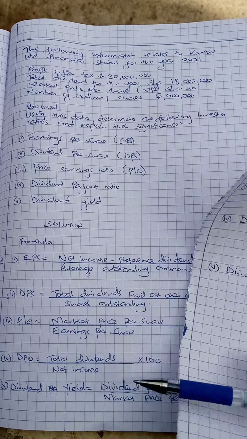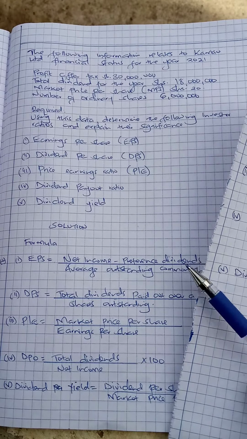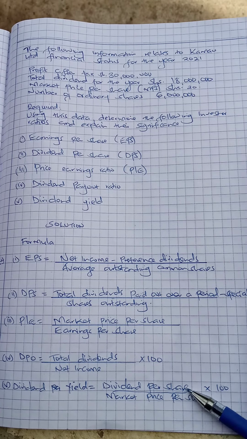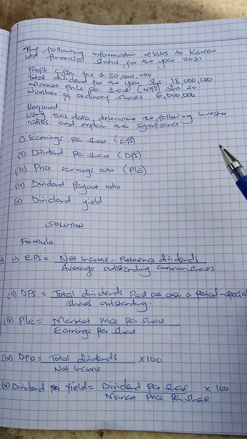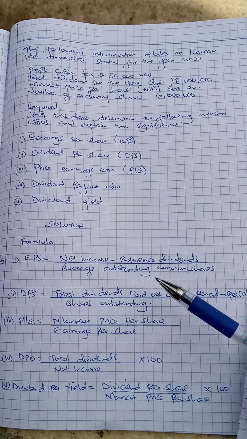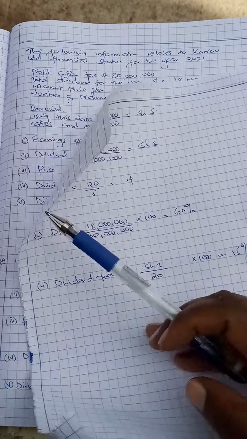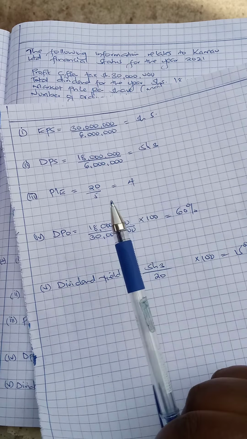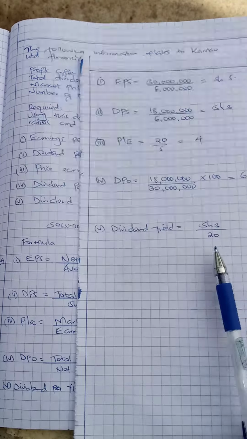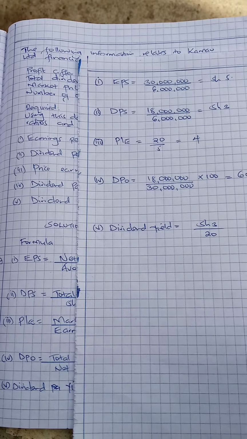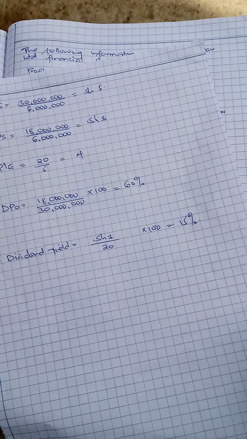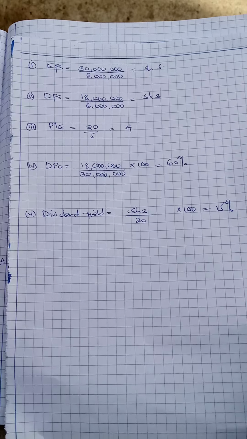Then you go to dividend yield. Dividend yield, we have the formula here. It's DPS, which is dividend per share over market price per share. We have the market price per share, and we had already calculated our dividend per share, which is 3 shillings. So you'll have it as 3 over 20 times 100, you get 15%. So that's how you work out ratios. So that's the end of our lesson.